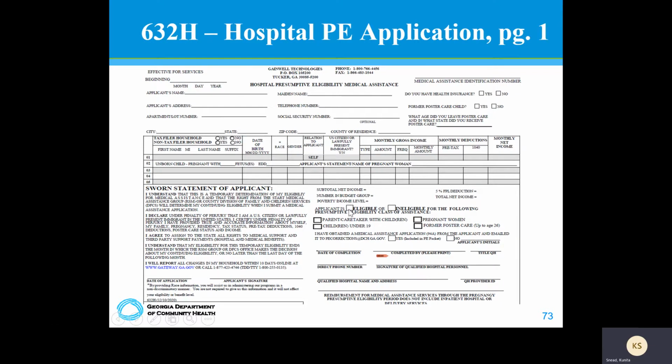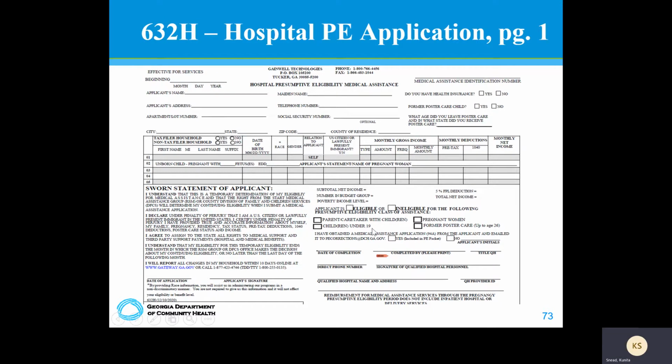Then you're going to determine whether they are eligible or ineligible. Most of the times, or all of the times, you're really going to check eligible. The only time you need to check ineligible is if everybody on this application that was applying for presumptive was ineligible. That means nobody was approved, so that's when you would check ineligible. But if at least one person on this application was approved, you're always going to check eligible.